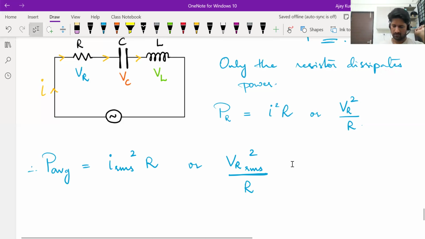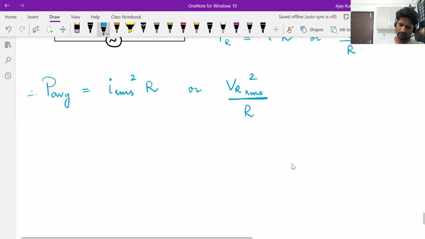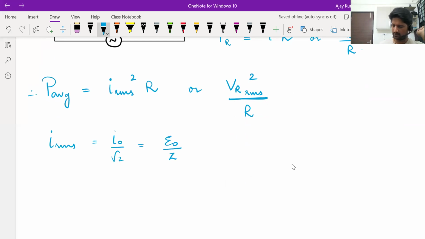Okay. And current, I RMS value, is I naught by root 2. We all know this. I naught is E naught by Z. So it becomes E naught by Z root 2. Therefore, the average power dissipated in an AC circuit, we have to square this first. E naught square by Z square into 2. Okay, that is I RMS squared multiplied with the resistance R.